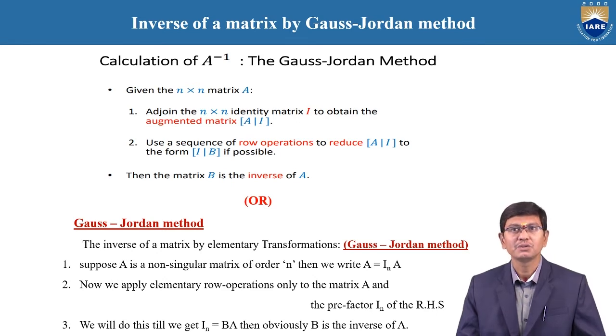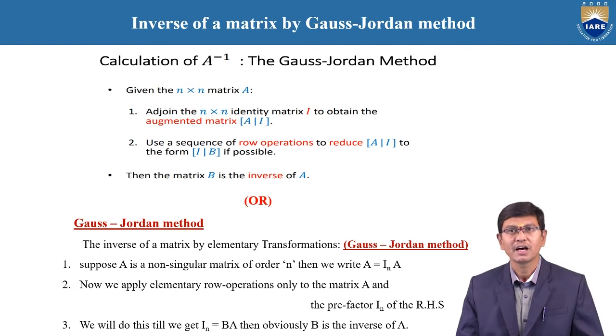Second, using row operations, A is reduced to I and I is reduced to B, where the given matrix is reduced to the unit matrix. Finally, the given matrix is reduced to I, and I is reduced to B. Whatever we get, that B is called the inverse of the matrix. This is the clear information regarding the Gauss-Jordan method by using elementary row operations.